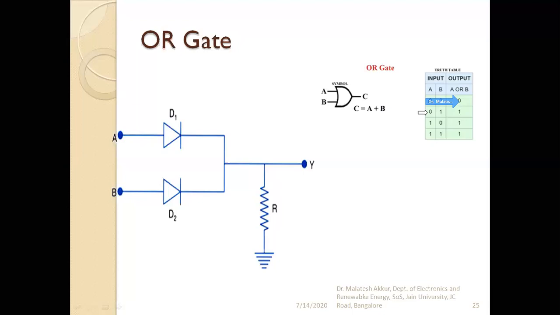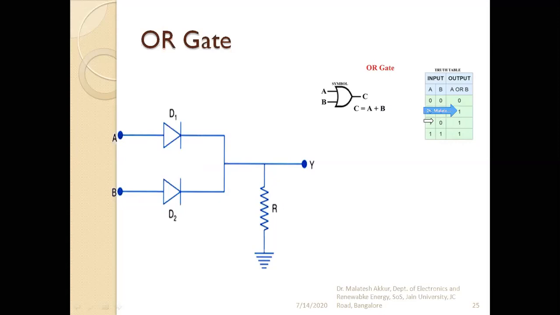Now the second condition, when A is 0 and B is 1. B is 1 means 5 volts. So A is 0 volts and B is 5 volts. This is 0 volts, so it won't conduct. This is 5 volts, so it conducts. Current flows in this direction, and goes here, and flows through the resistor, and there is a voltage drop across this resistor. If I measure the voltage between this point and the ground, you'll get the high voltage. So it is nothing but logic one.